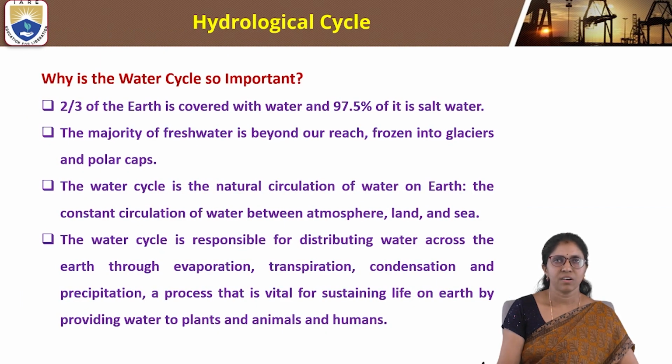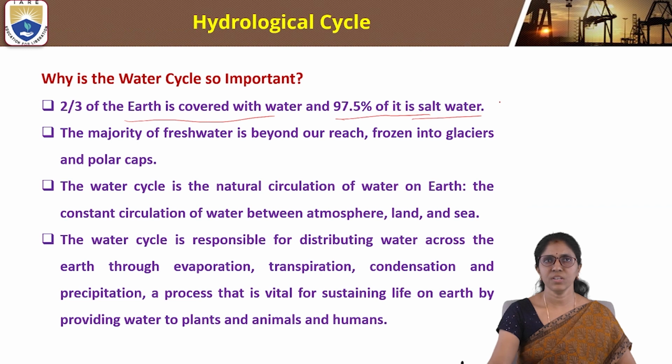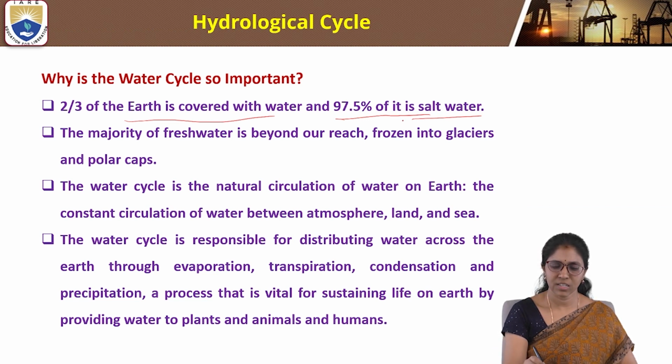Why is the water cycle so important? What is the reason? Two-thirds of Earth is covered with water, and 97.5% of it is salt water. The remaining is fresh water.